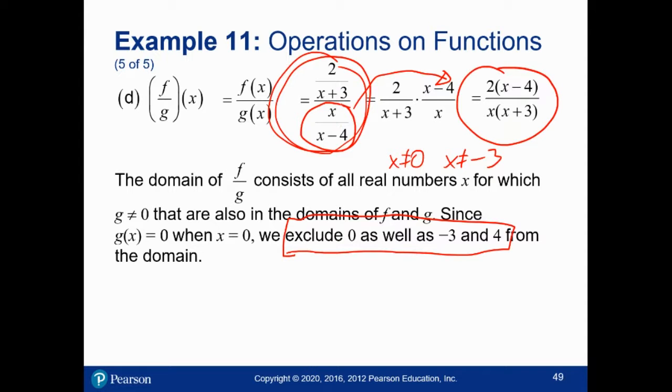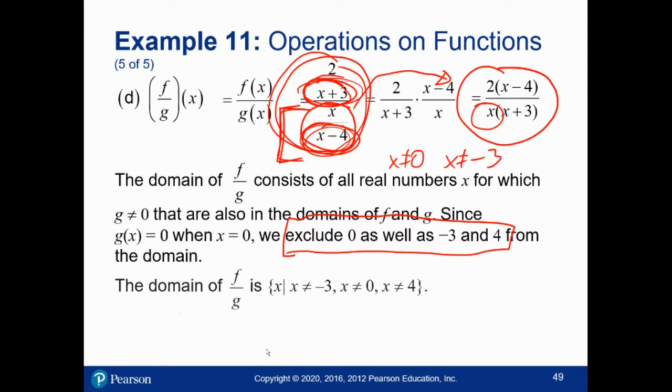So x can't be -3 because of this. x can't be 4 because of this. But x also can't be 0 because then overall this denominator would be 0, popping in there. So in this example, we actually have 3 points that we have to exclude: -3, 0, and 4. A lot of people would miss this one here, but it was built into the domain restriction of g, which means it's carried through. Okay, so that's it for section 1.